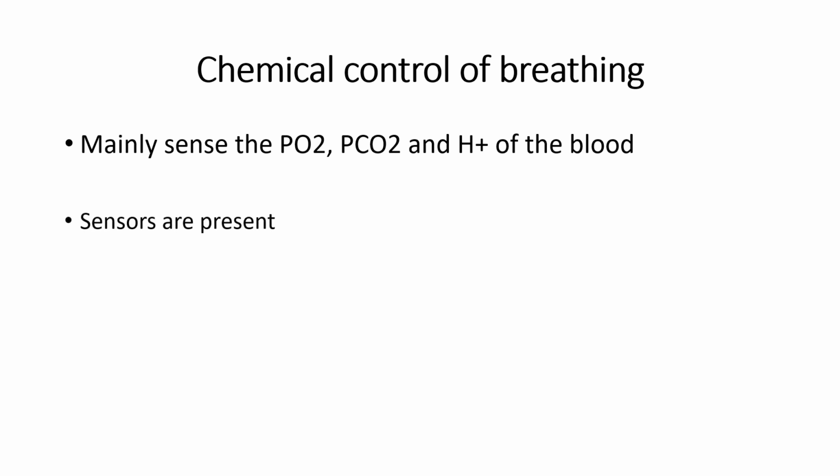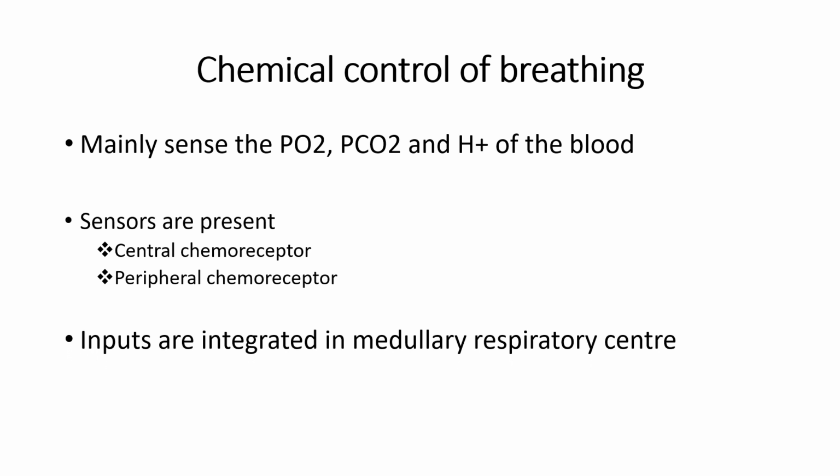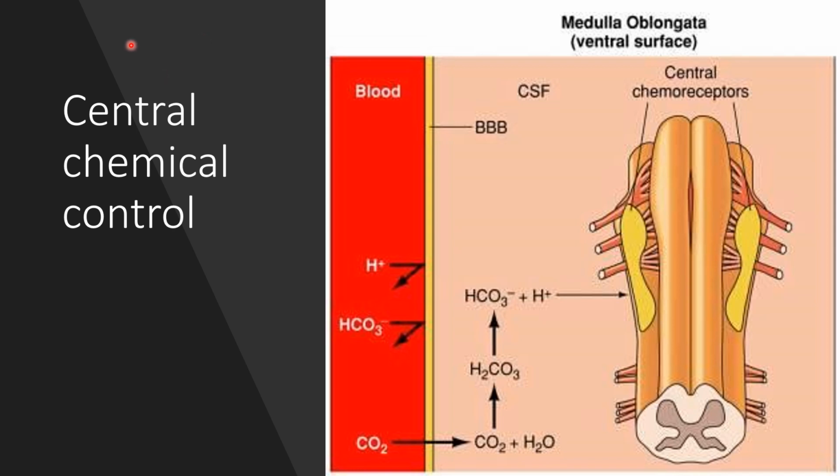The sensors are present in the central chemoreceptors. Centrally means it is present in the brain, and another one is the peripheral chemoreceptors. The inputs are integrated mainly in the medullary respiratory centers. What those areas are and how it is integrated, we are going to know. Now we are going to start the central chemical control. You have to know the chemoreceptors which are present on the ventral surface of the medulla oblongata.